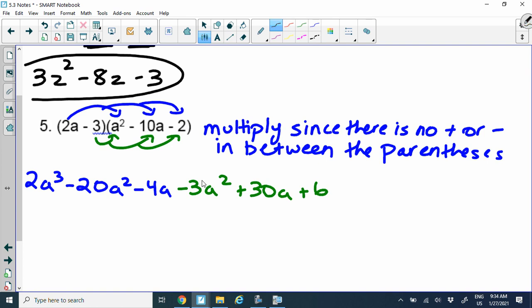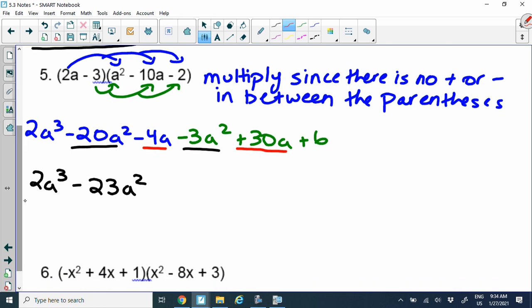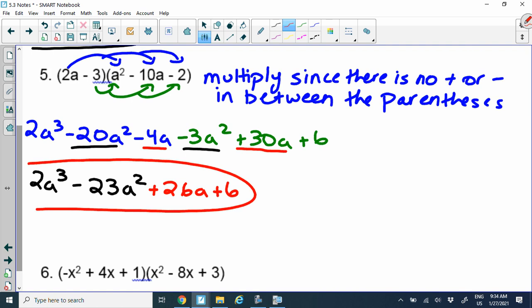Now I'm going to combine my like terms. So here, notice that 2a cubed, we can't combine that with anything, so I just keep it. I can combine my negative 20a squared and negative 3a squared. And when I do, that's going to give me minus 23a squared. Okay. Then I have my negative 4a and my plus 30a. So I can combine those to give me plus 26a. And then I'm just left with the plus 6 at the end. Nothing else to combine, so this will be my final answer here.